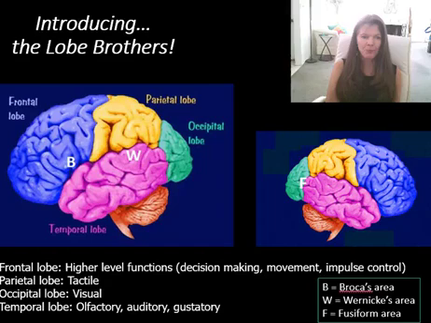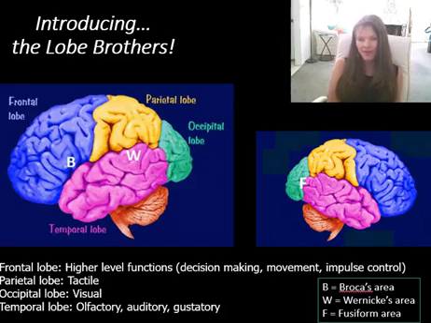Now notice those big, bold, white letters. These represent the location of our specialty areas. Remember, Broca's and Wernicke's on the left side of the brain, and the fusiform face area on the right side of the brain, the right hemisphere.